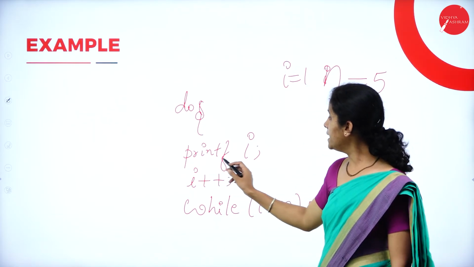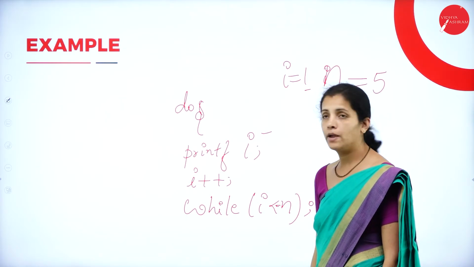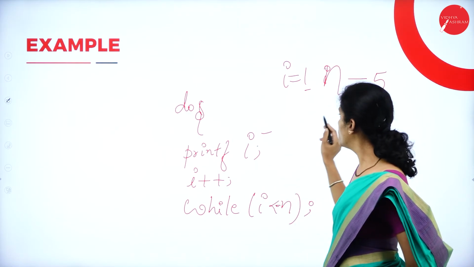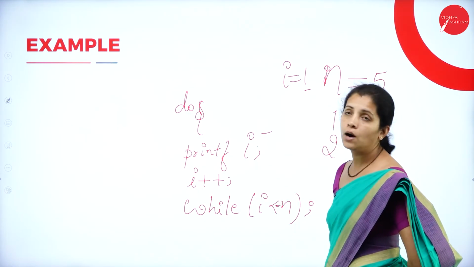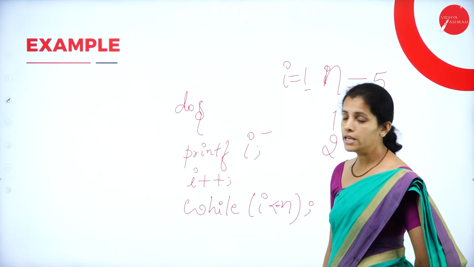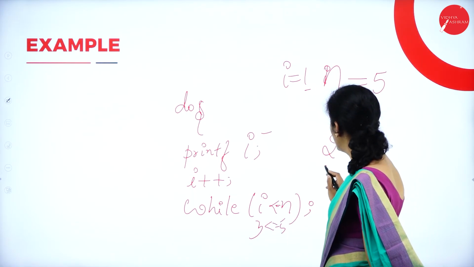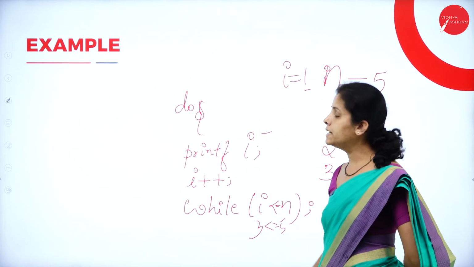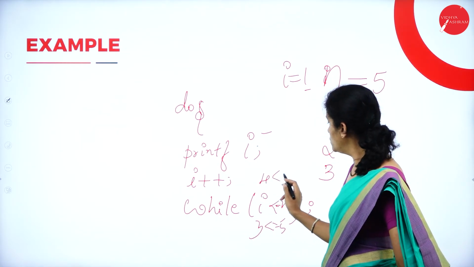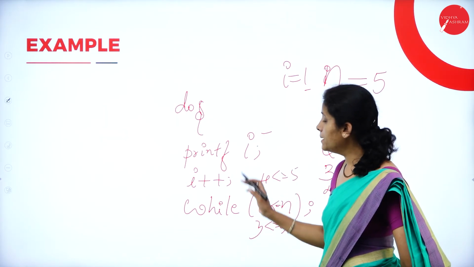Now printf I: I is 1, so I'm going to print I and increment I by 1. Now I is 2. 2 less than or equal to 5, it is true, so I'm going to display 2. Now I is incremented by 1, that is 2 plus 1, it is 3. So 3 less than or equal to 5, true. So I'm going to display 3. Now I increment I by 1. Now I is 4. 4 less than or equal to 5, it is true. So I'm going to display 4, and I'm going to increment I by 1.